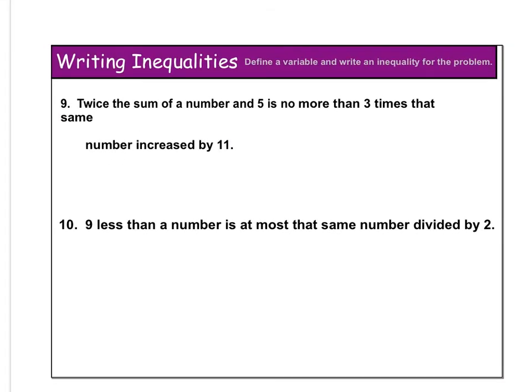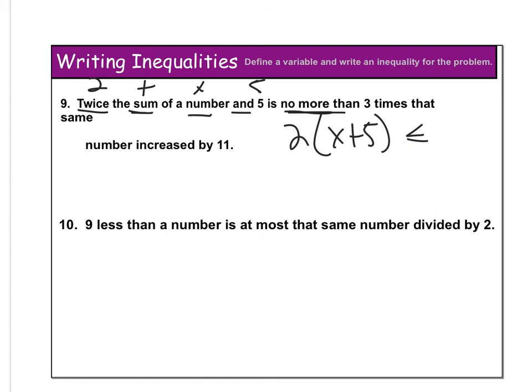Twice the sum of a number and 5 is no more than 3 times that same number increased by 11. Let's take a look here. So twice means 2. The sum of a number and 5. Sum means plus. Number means variable. And 5 means 5. So I want to go twice the sum of x plus 5 is no more than, so that means you're going to go less than or equal to, is no more than 3 times that same number increased by 11. So 3 times x plus 11. So this would be my inequality.